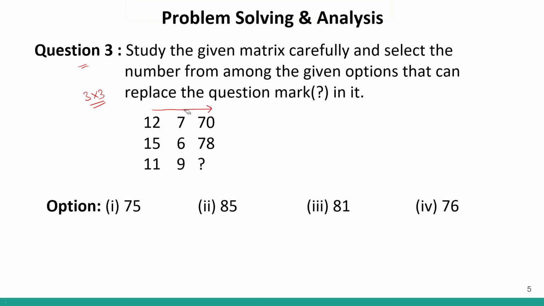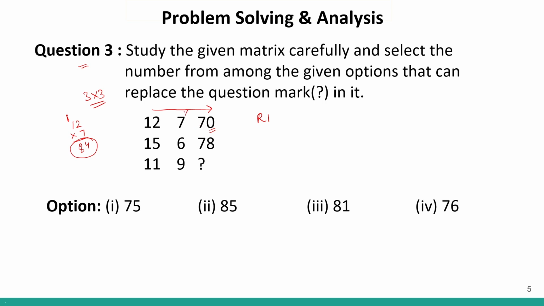This is how we solve the logical grid. So let us check for row 1. Row 1, 12 and 7. To get 70, if I multiply 12 by 7, I'll get 84. So this is significantly more.